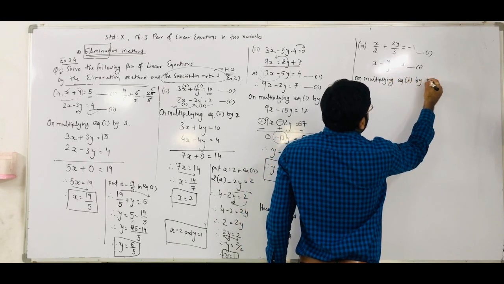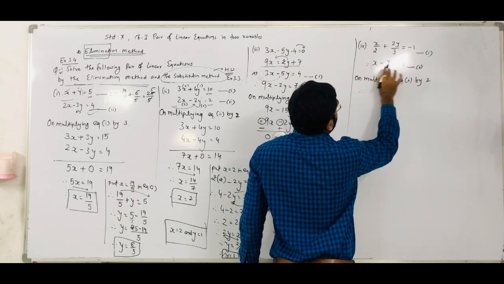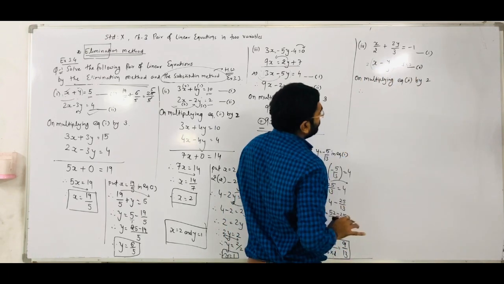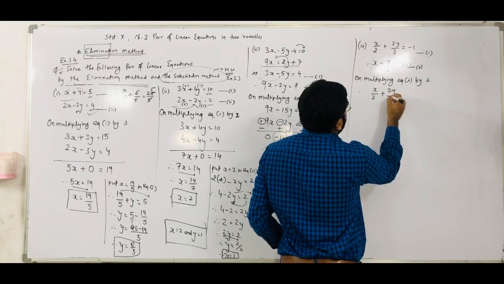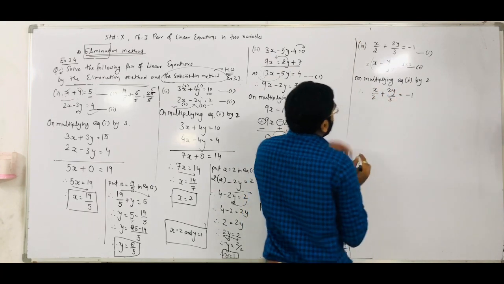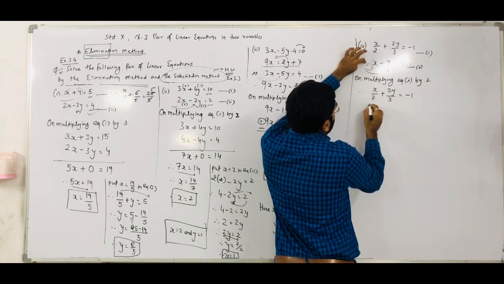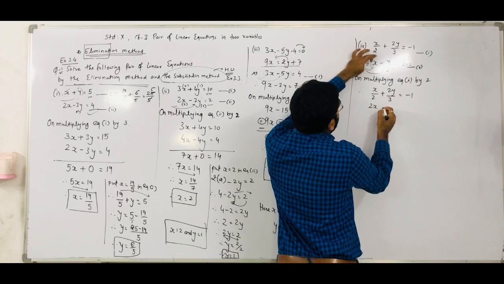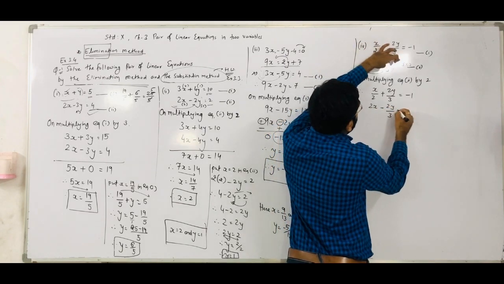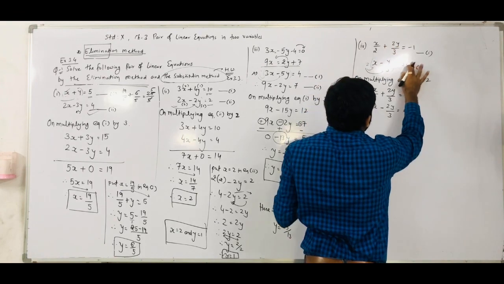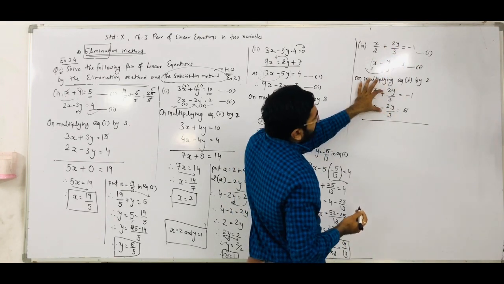by 2. So the left hand side is multiplied by 2 as well as the right hand side. The first equation we get as it is: x by 2 plus 2y by 3 is equal to minus 1. Now the second equation is multiplied by 2. So when it is multiplied, we get 2x minus 2y by 3 is equal to 6, right?